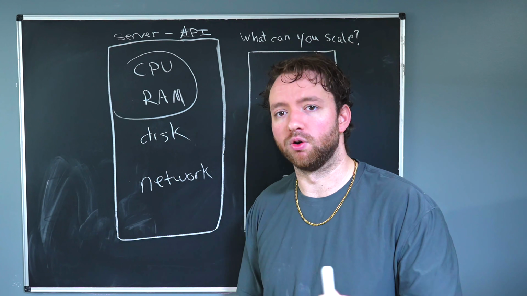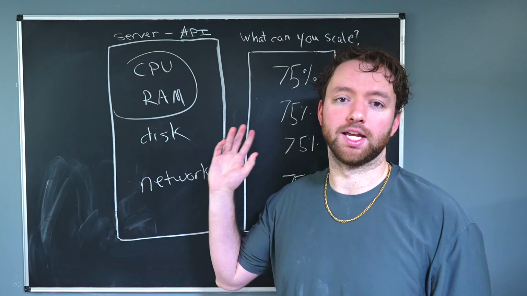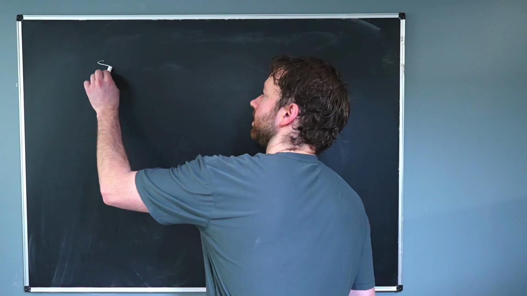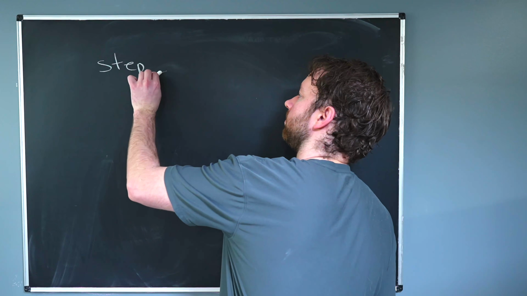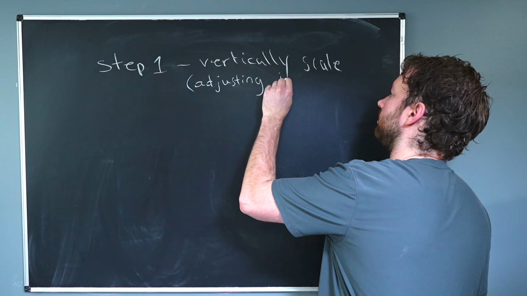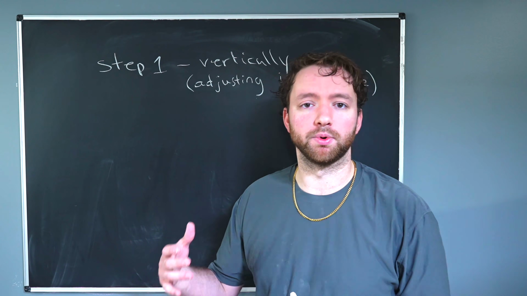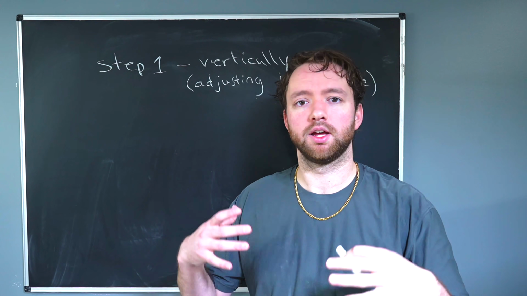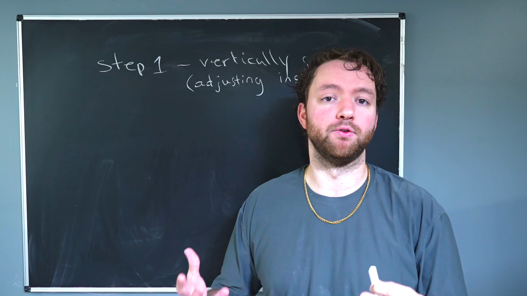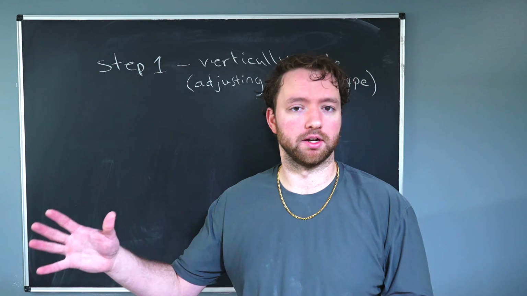But the ideal end goal is to try to get it to where you're not wasting a bunch of money on hardware that you don't need. So step one is to vertically scale, or you can really just think of this as adjusting the instance type to find that perfect instance which has the appropriate RAM, disk, network, and processor for the type of application you're running. If you're running locally, you'll need to figure out how to monitor all that.